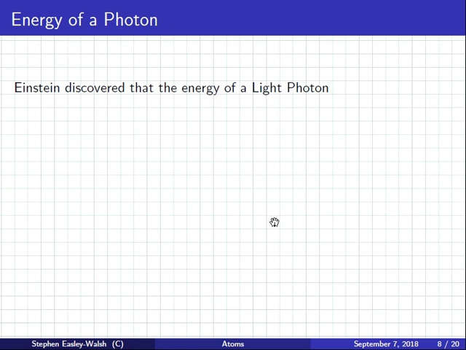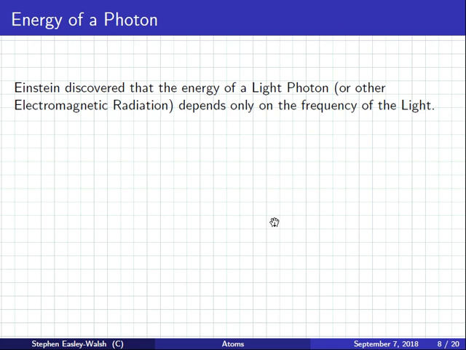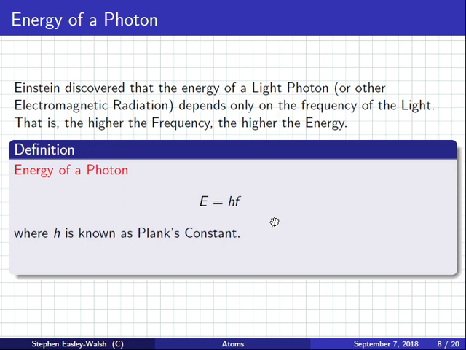Now, Einstein, believe it or not, discovered that the energy of a light photon or the radiation depends only on the frequency of the light. That is, the higher the frequency, the higher the energy. Just to be clear, what Einstein said was, if the light has a higher frequency, then it has more energy. And the formula is very simple. Einstein found the formula: the energy is equal to this constant, called Planck's constant, multiplied by the frequency. So it's a simple formula.